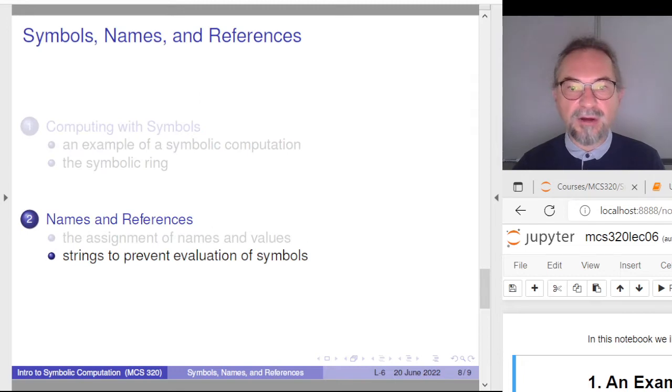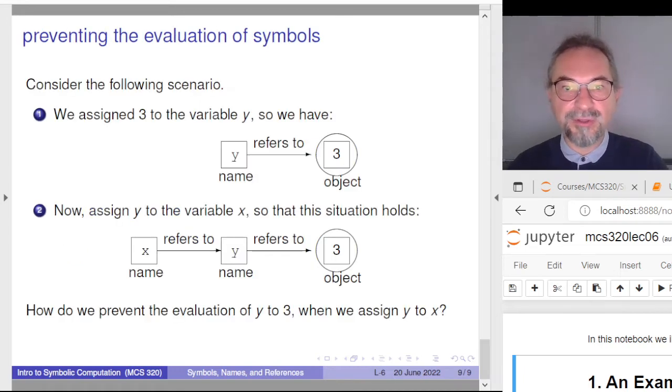Okay, let's now continue with a question. What if you had started with the assignment of 3 to y? You have the following picture. Y, the name, refers to the object 3. And suppose that without changing anything to the situation, you would want to assign y to x without evaluating y. So in a way, this is another application of preventing the evaluation.